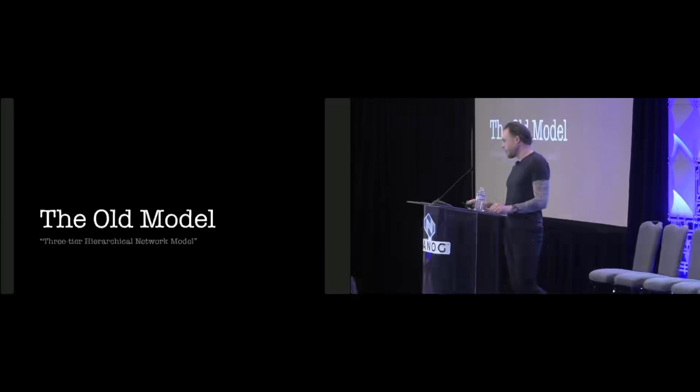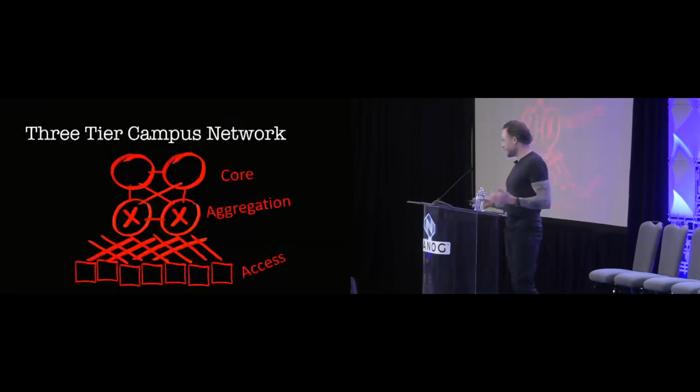So before we jump into what I'd like to introduce as the new model, we need to first look at the old model. Obviously, there are a number of different network architectures out there, but I think the most commonly used, especially in enterprise, campuses, and data centers, is this 3-tier hierarchical network model. So you've got your core, big switches passing packets, the aggregation layer where your services live, and the access layer down below to get those ports out.